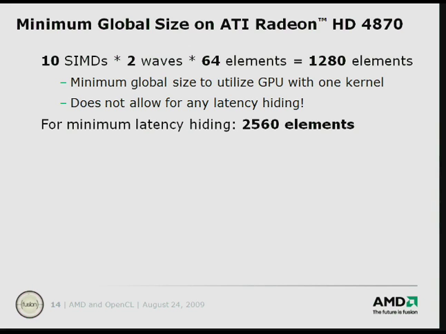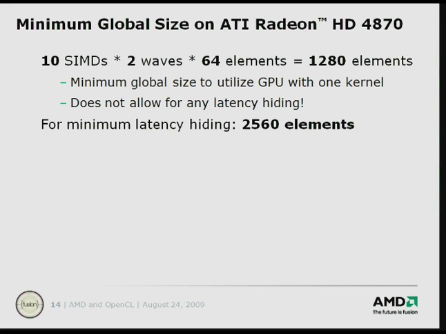So how many work items do I actually have to execute to even fill the chip? Well, we have 10 SIMDs. You need 2 waves per SIMD, 64 elements per wave. So at a minimum, you need 1,280 items. So Aaftab wasn't kidding when he said you need to have a lot of parallelism to run on a GPU. You need to launch a lot of stuff.